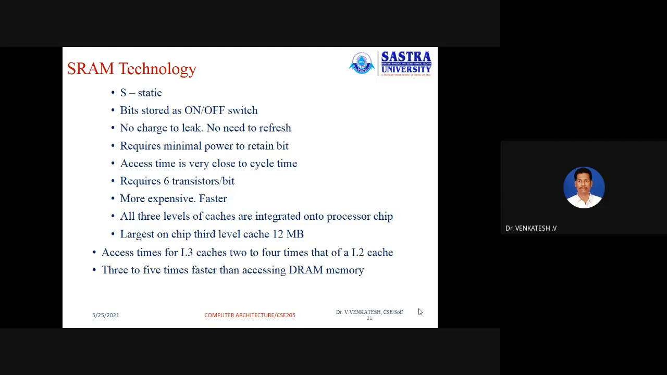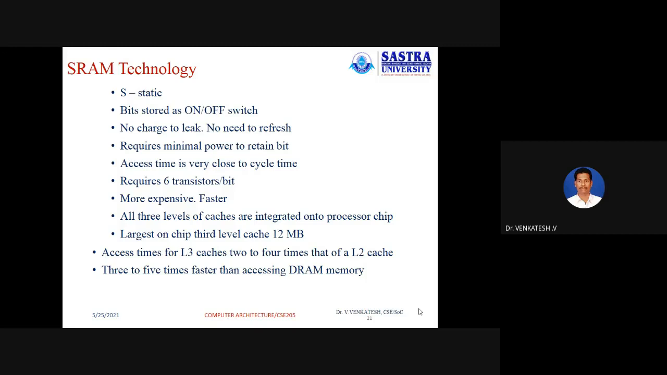And then it requires minimal power to retain a bit. Why? Because only a small threshold voltage is required in order to switch on. So we will require minimal power to retain a bit for a period of time. In that case, the access time is very close to the cycle time. Why? Because immediately I am going to get the data. Even with that cycle time, I get it immediately, so this is very close.